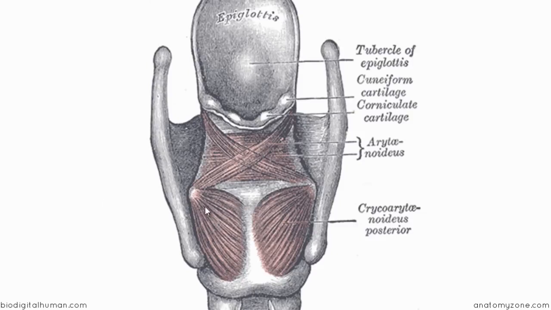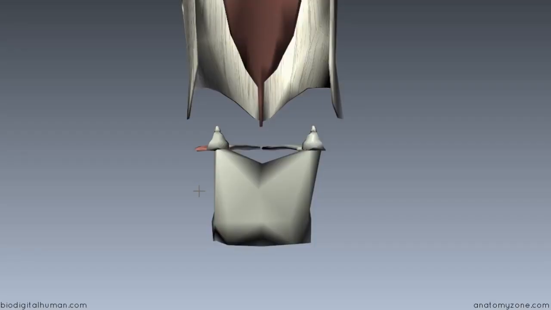And then you've got the posterior cricoarytenoid muscles attaching on the oval depressions on either side of the midline of the posterior surface of the cricoid cartilage. So these muscles insert onto the muscular process of the arytenoid cartilage. If you remember, the arytenoid cartilage has two processes. You've got the muscular process, which sticks out posteriorly and laterally, and you've got the vocal process, which sticks out anteriorly and serves as a point of attachment for the vocal ligament.